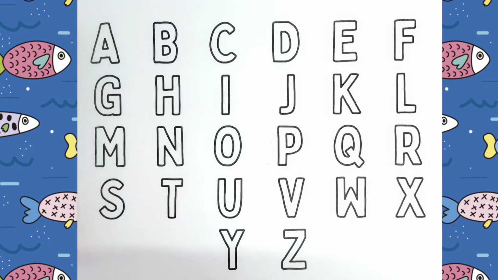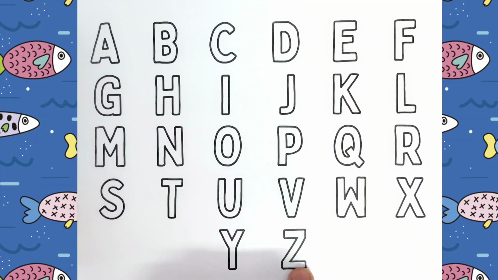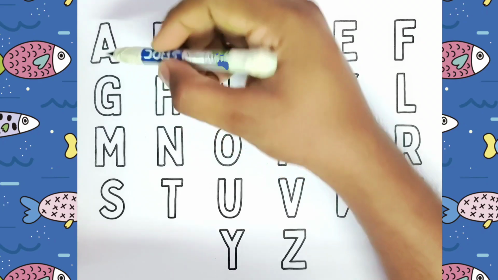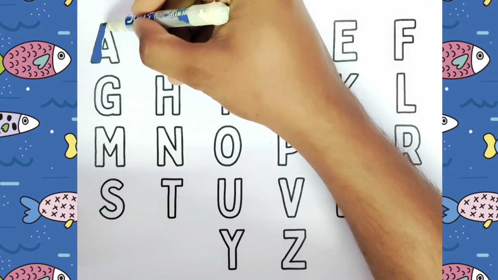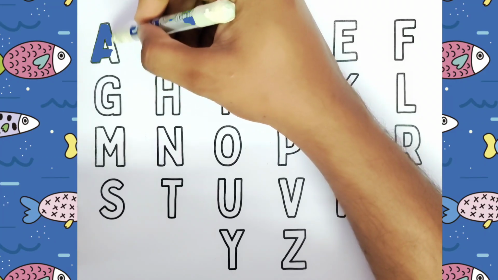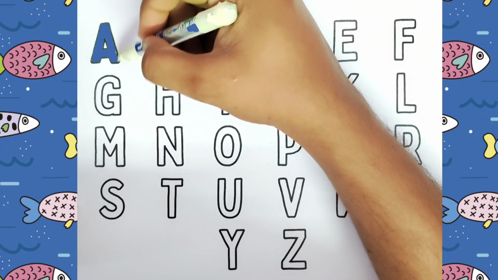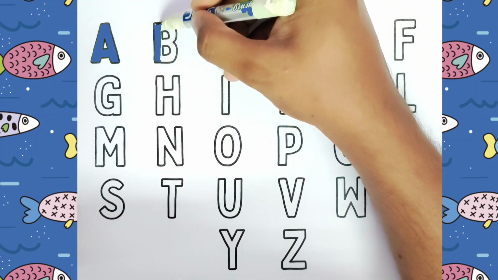Today we are going to learn alphabets. We will be coloring from A to Z. Let us get started. This is A. A for apple. A for apple. B. B for ball.